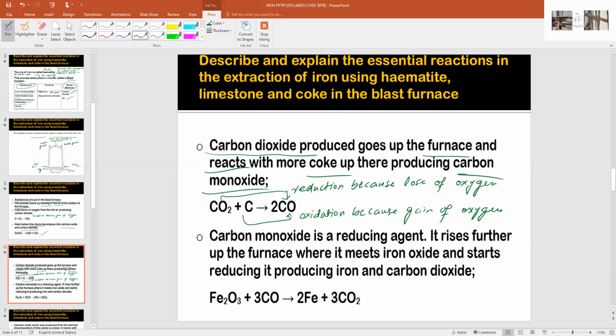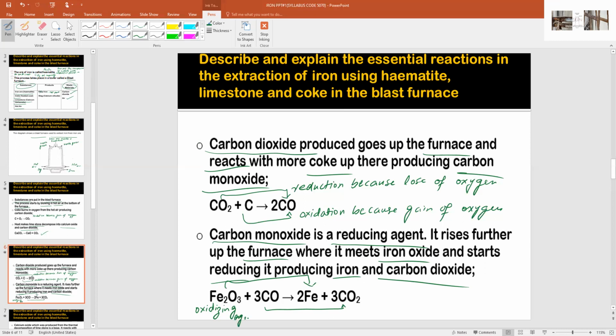Carbon monoxide is a reducing agent. It rises further up in the furnace where it meets iron 3 oxide and starts reducing it, producing iron and carbon dioxide. Iron 3 oxide is an oxidizing agent here. It's an oxidizing agent because it oxidizes carbon monoxide to carbon dioxide. Oxidizing agent. Let me write here.